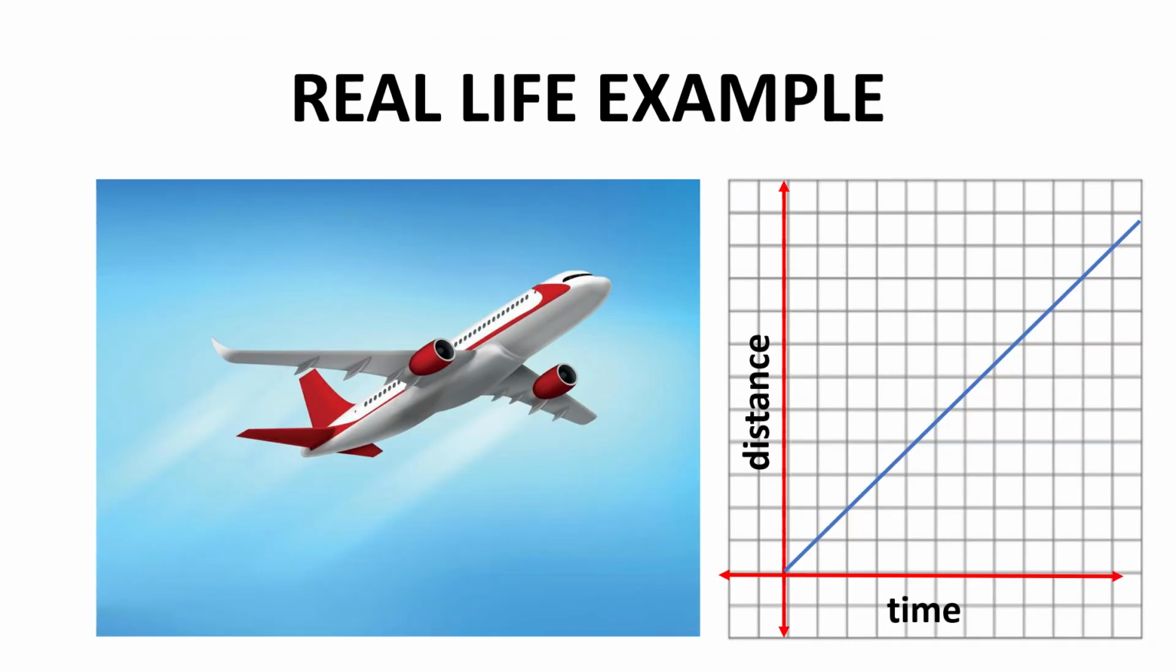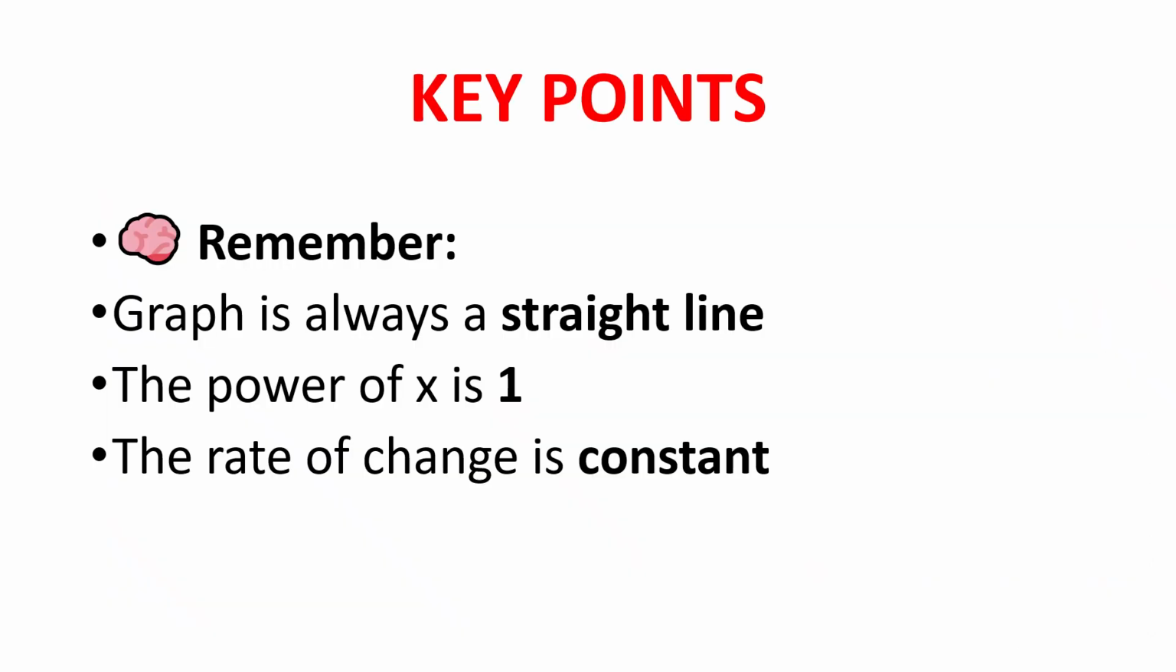Here is a real life example. When a plane flies at a steady speed, the distance it travels increases evenly with time. So, distance and time make a straight line. That's a linear function. Key points to remember are: the graph of a linear function is always a straight line, the exponent is 1, and the rate of change is constant.